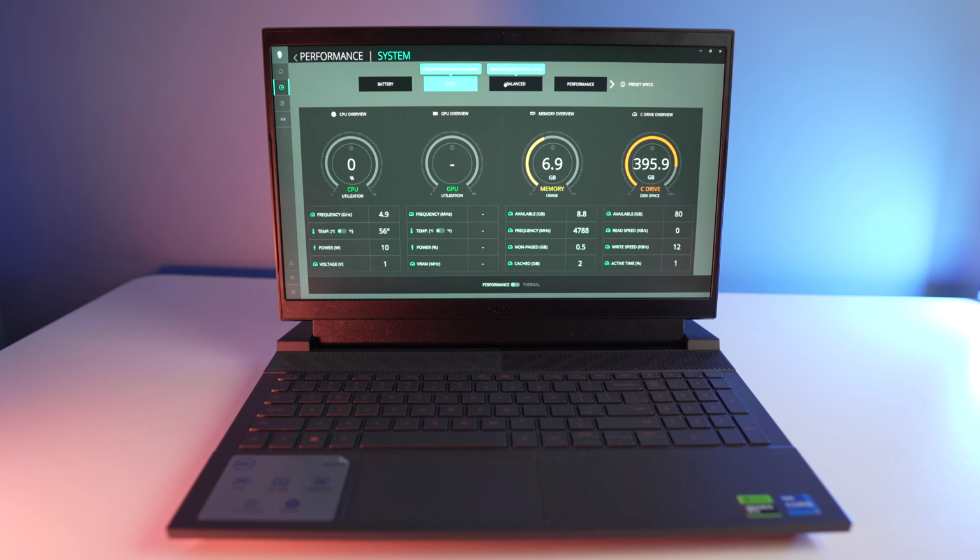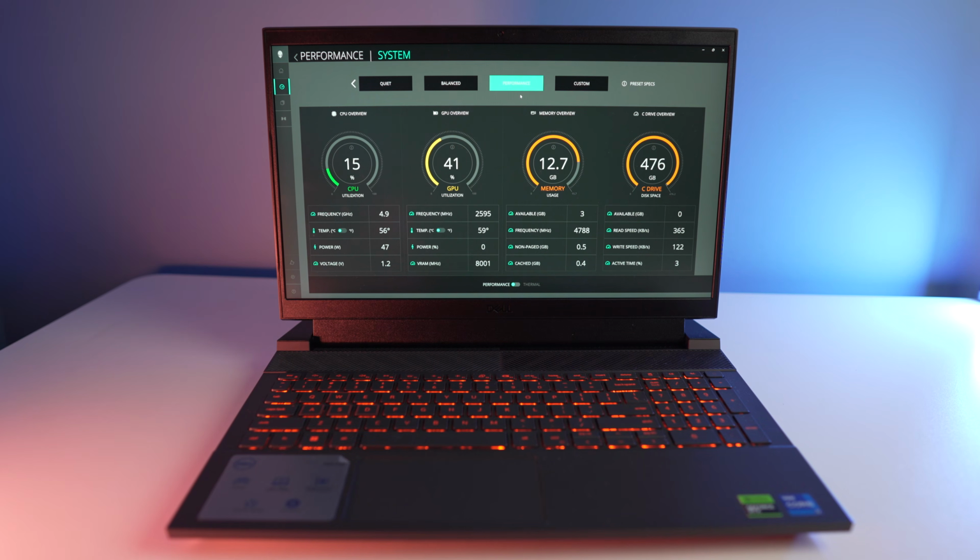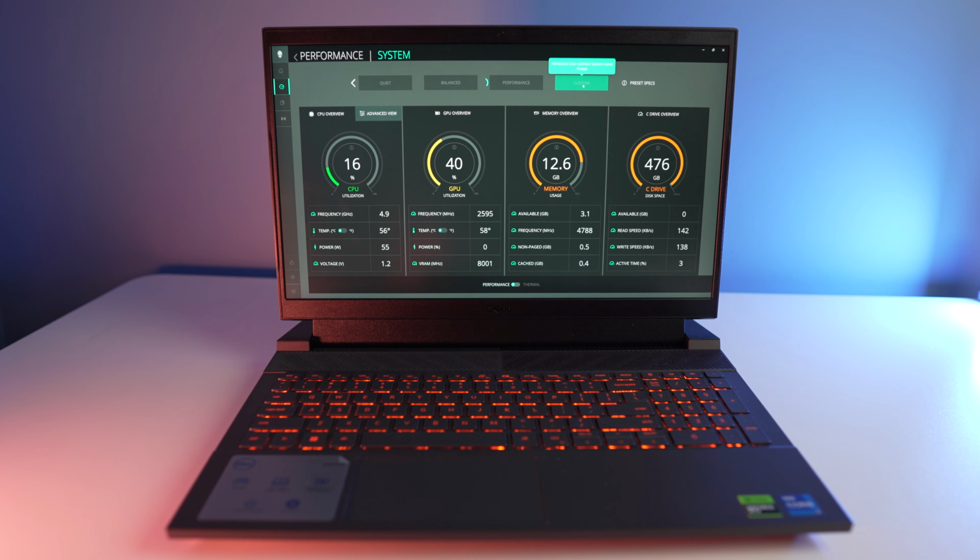The 5 different modes allow you to use different profiles which are pre-optimized by Dell via the Alienware Command Center that allow you to toggle a specific workload. For example, if you're gaming, most of the time you should be operating in performance mode. Dell G15 5530 with the Alienware Command Center does offer a custom mode.